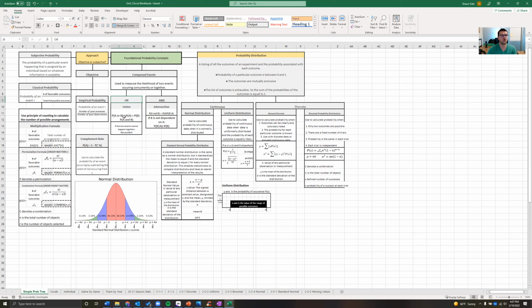So the probability of A or B is the probability of A plus B minus the probability of A and B. And so there's a whole lecture on how to do this and why it is this way. And then the intersection right here, what is the probability of A and B? Especially if it's conditional, or if they're dependent on one another, it's the probability of A multiplied by the probability of B given A. But if B is not dependent on A, then it's the probability of A multiplied by the probability of B. So yeah.